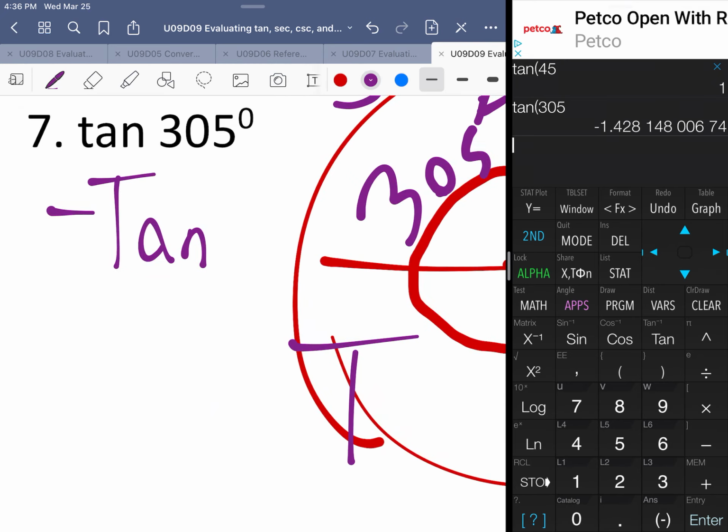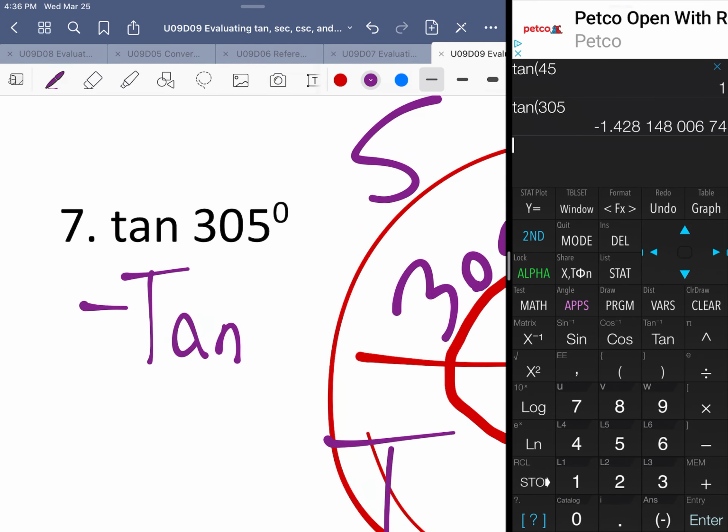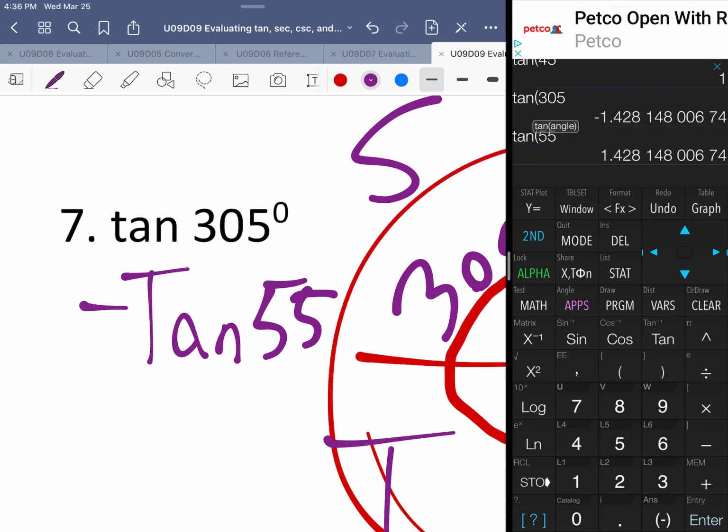So let's go back here. So this would be negative the tangent of 55 degrees. Now 55 is not on our list. So if I do tangent of 55, I actually will get a decimal. It's the same as 305, except it's positive because 55 is in quadrant 1, and in quadrant 1 everything is positive. But because tangent is negative in quadrant 4, 305 gave us negative 1.428.